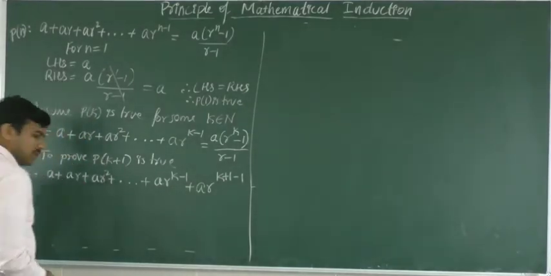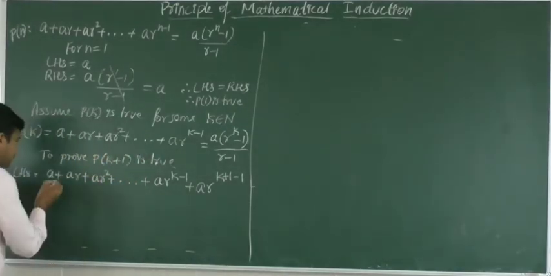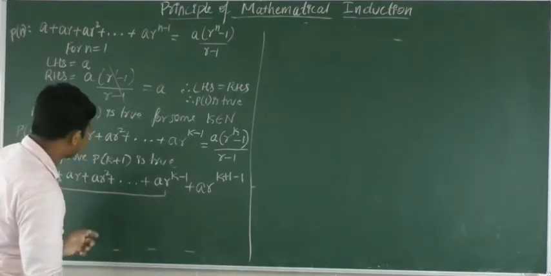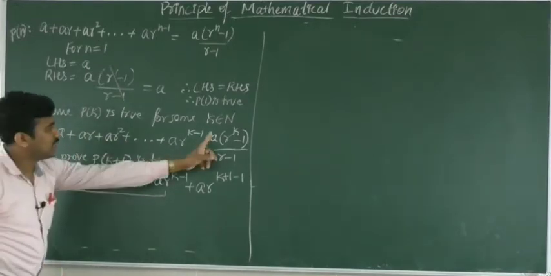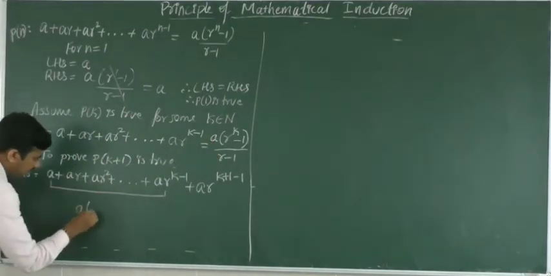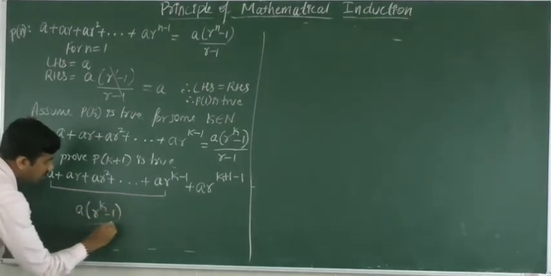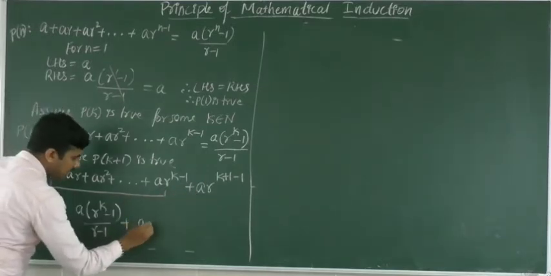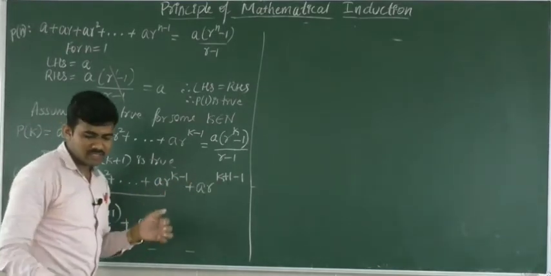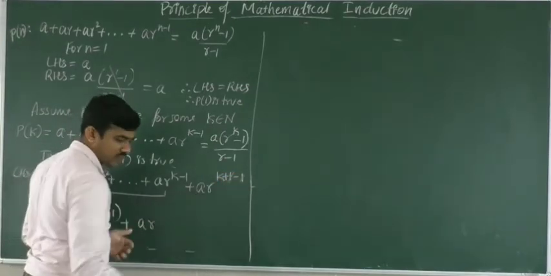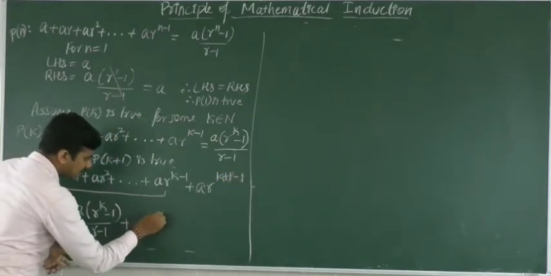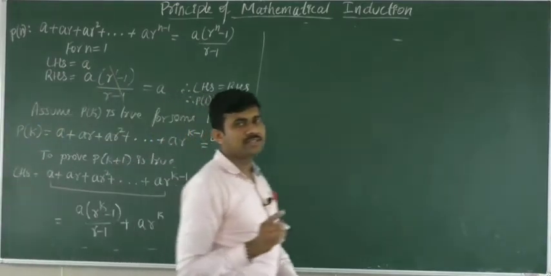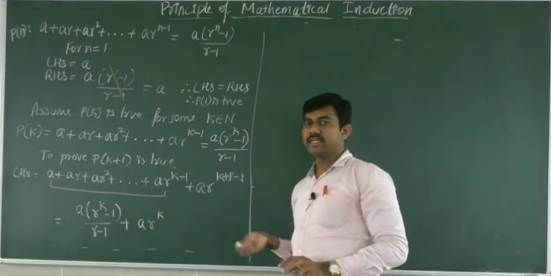Okay, now as we've seen in the previous problem, the same method we have to follow here. The sum of the first k terms, which we already assumed, is A into R to the power k minus 1 whole divided by R minus 1, plus another term, AR to the power k plus 1 minus 1. Here plus 1 minus 1 you can cancel and it remains k itself. So this is the value we got. Now we need to simplify and we should get the right hand side of P of k plus 1.